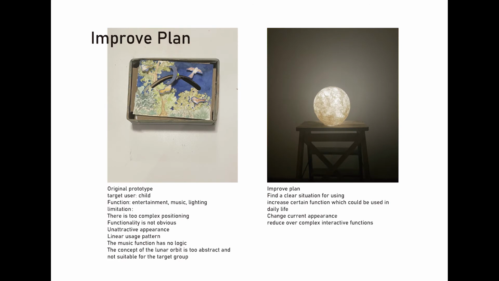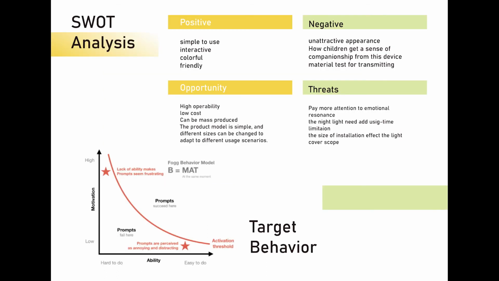So according to the user journey, I decided on an improvement plan. The first is to find a clear situation of use. The second is to add a certain function which could be used in daily life, change the current appearance, and reduce the over-complicated interactive functions. And here are the value propositions, SWOT analysis, and the user behavior models. Those are the behavior patterns that I researched.